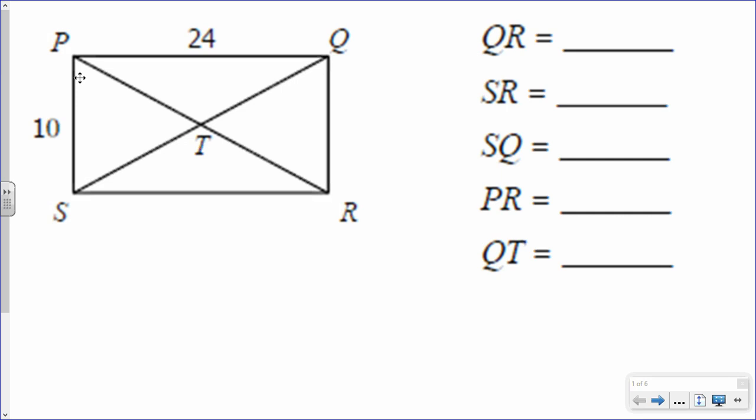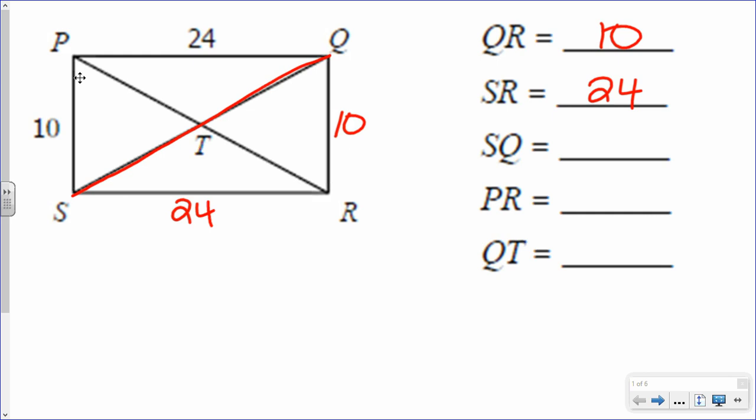So the first measure we have to find is QR, which is the side opposite from PS. So these are congruent, so QR should be 10. SR is opposite from PQ, so they have the same measurement, and that one should be 24. Okay. The next one we need to find is SQ, which is the diagonal.